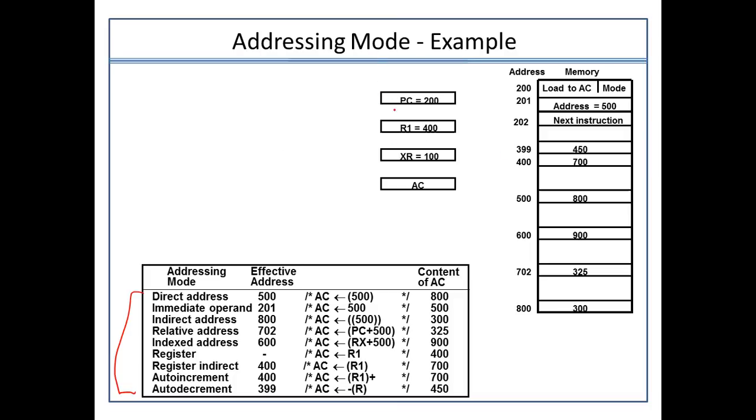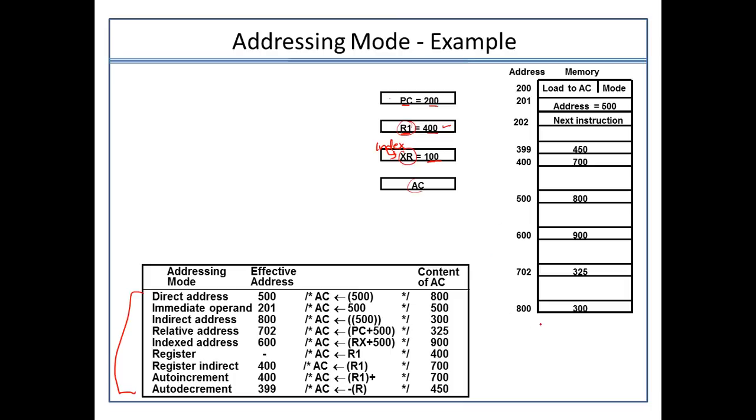So here I am using some registers named program counter, having the value 200 right now. There is an R1 register, a simple register, and the value present in this R1 register is, let's suppose, 400. This is the XR register. Here I am considering this register as the index register, XR, having some value 100 present here, and there is an accumulator register.